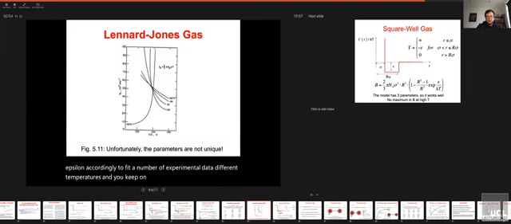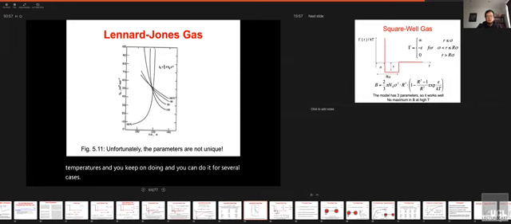And then you do another procedure where you take the data at 400 Kelvin, you get the sigma there, and then you change the epsilon accordingly to fit a number of experimental data at different temperatures. And you can do it for several cases. And what you see basically, as a function of epsilon, you find different values for the sigmas. If there was a combination of sigma and epsilon that was able to describe every single condition, all of these ways to extract the parameters would eventually converge into the same sigma and epsilon. But instead, what you see is that there is a region over here where all of these lines converge. They overlap to some extent, but there is not a single point.